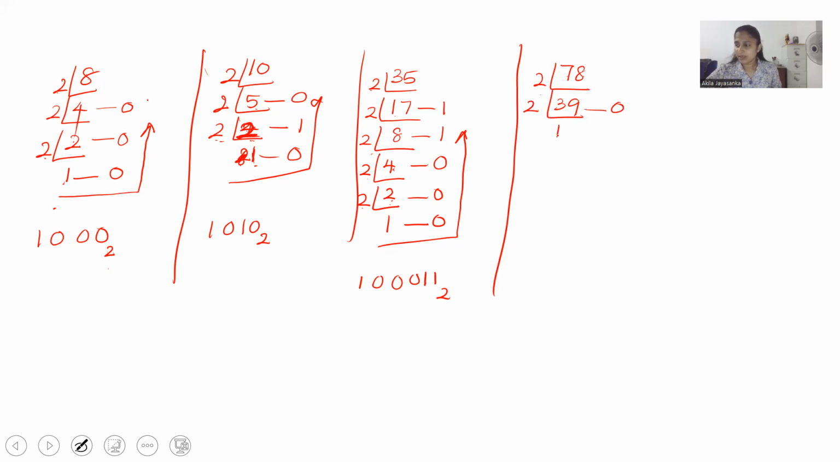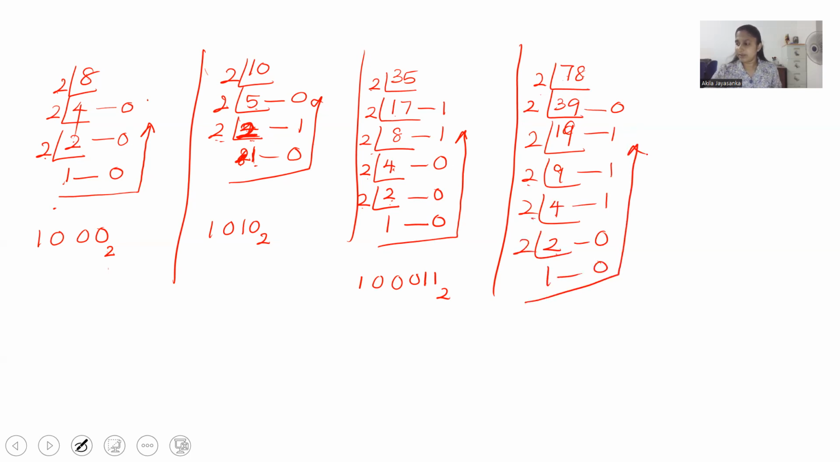Again divide by 2. 19 we can represent by 9. Remaining value is 1. Then 19 we can represent by again 9. Remaining value is 1. 9 we can represent by 4. 2 by 4 is 8. Remaining value is 1. Then 2, remaining value is 2. 2 by 2 is 4. There is no remaining values. 2 again represent by 1. This is the way that we can get the answer for 78. 10011110.